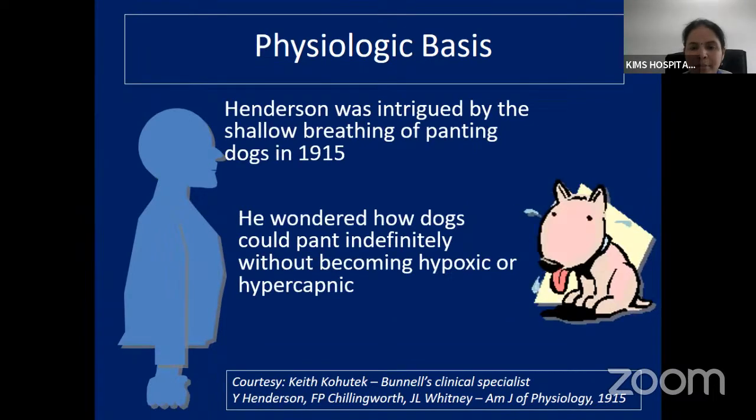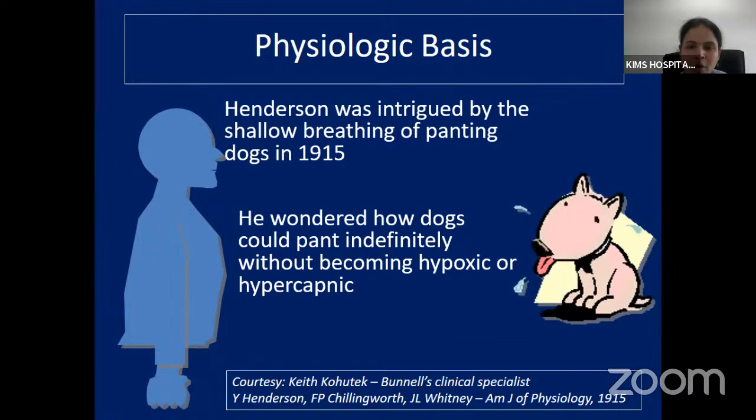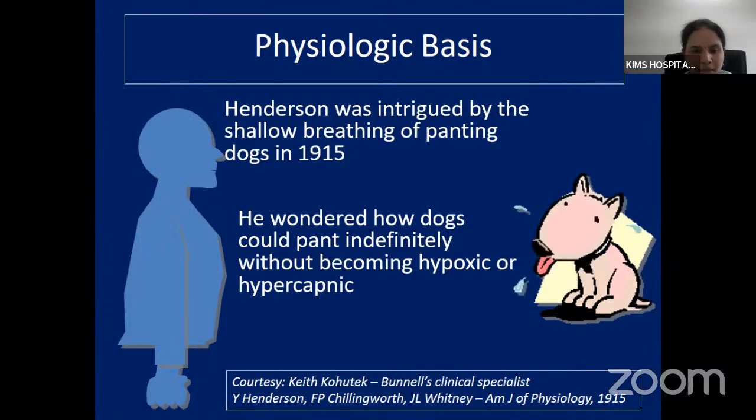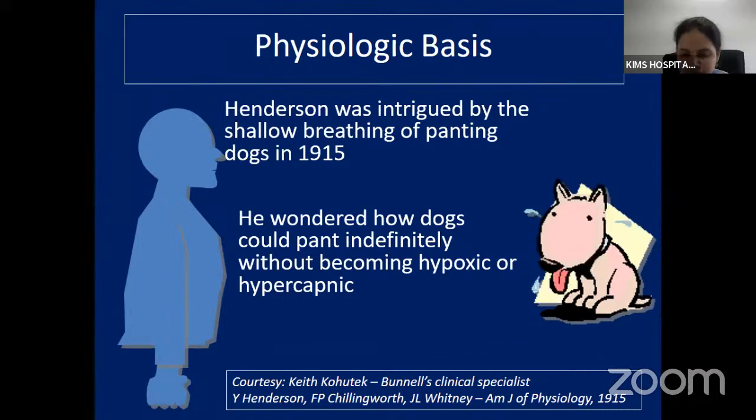So the physiological basis or origin of high frequency ventilation dates back to around 1915, when a researcher called Henderson, who was intrigued by the shallow and rapid panting pattern of dogs, wondered how the dog could actually achieve effective gas exchange. That is, it did not become hypoxic or hypercapnic despite having very small amplitude and rapid breaths.